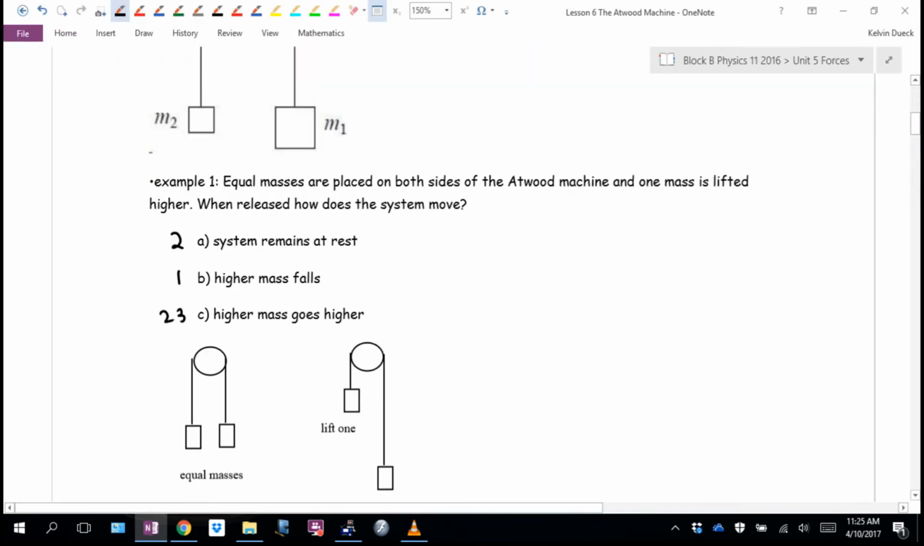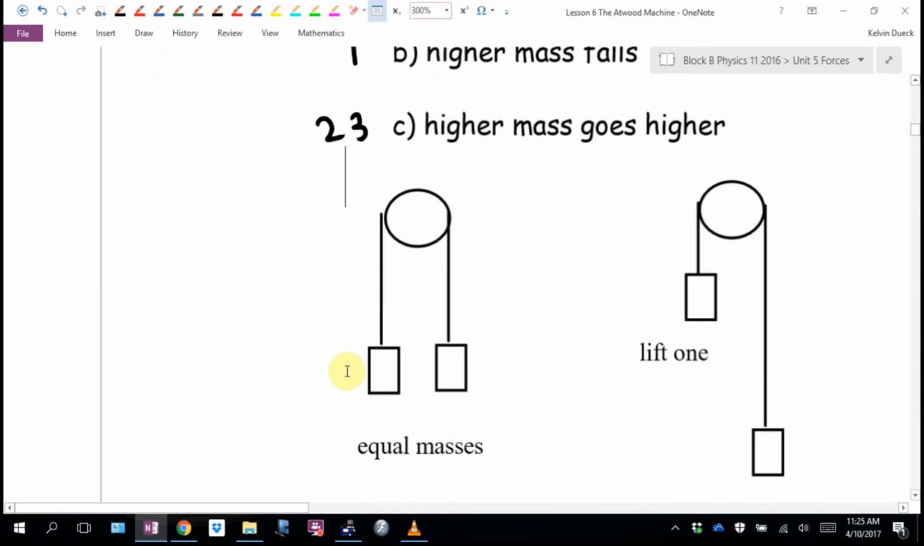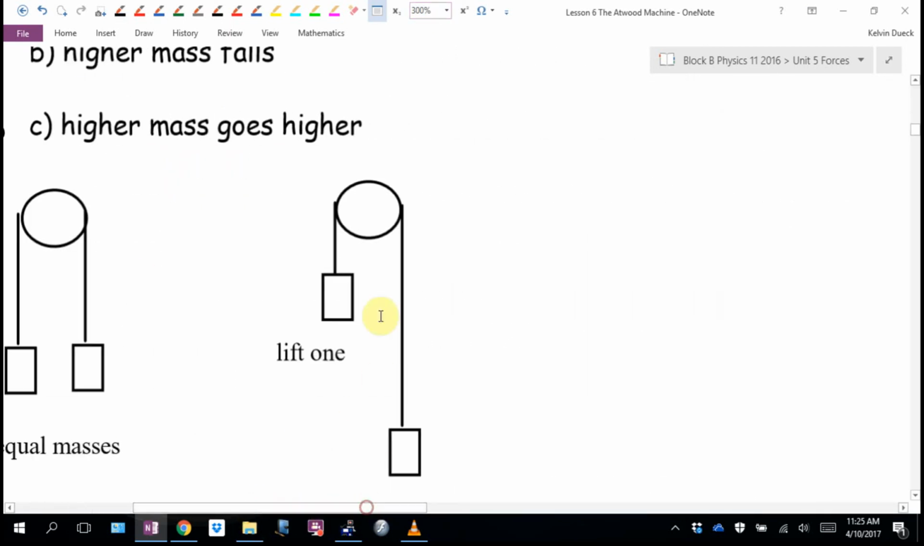You know what? I think this is a job for a good free body diagram. If we do a free body diagram, we'll actually be able to figure out which answer must be correct. So I'm going to look right here, and I'm going to say, what are the forces on this object here? Get the obvious one. What else? Tension.